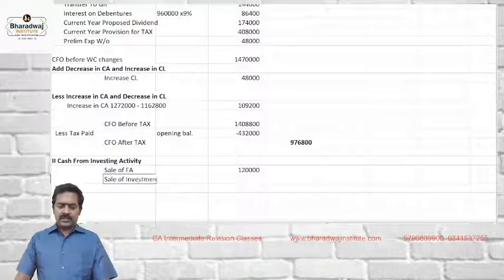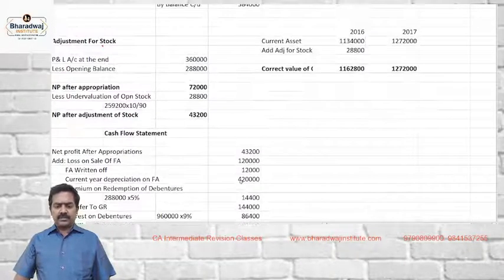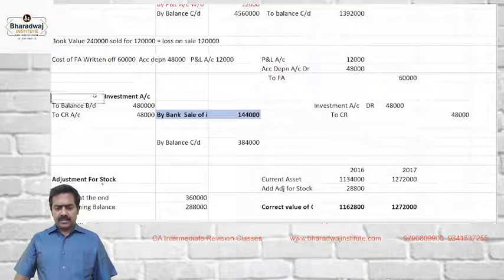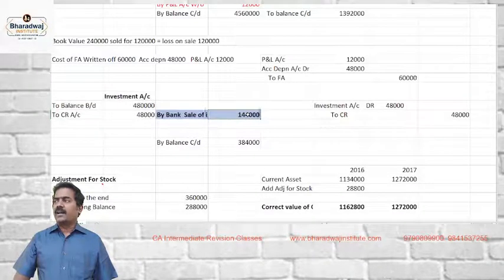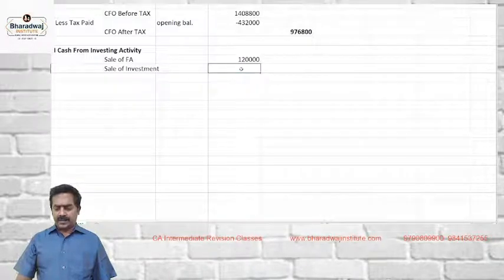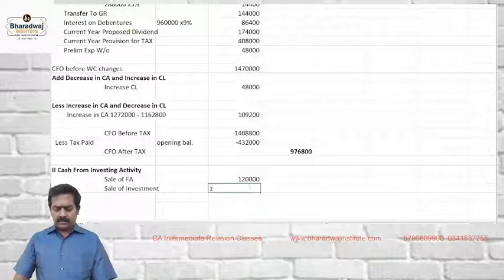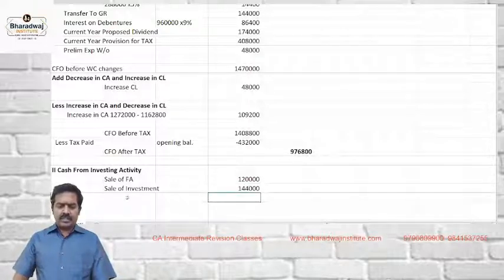Sale of investment, we worked out as a balancing figure, I hope. Check the investment account. Sale of investment, how much? 1,44,000. Sale of investment, 1,44,000 we have done. Then, what is the next one?